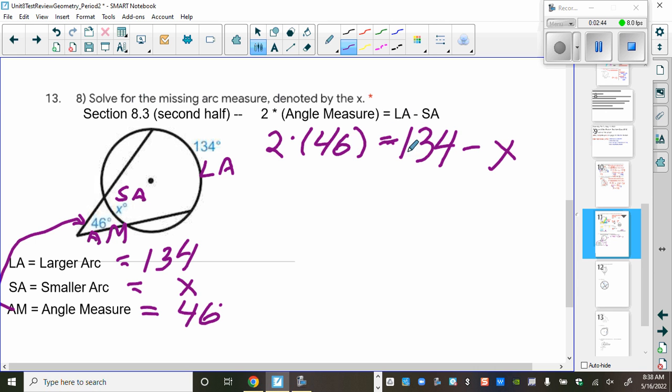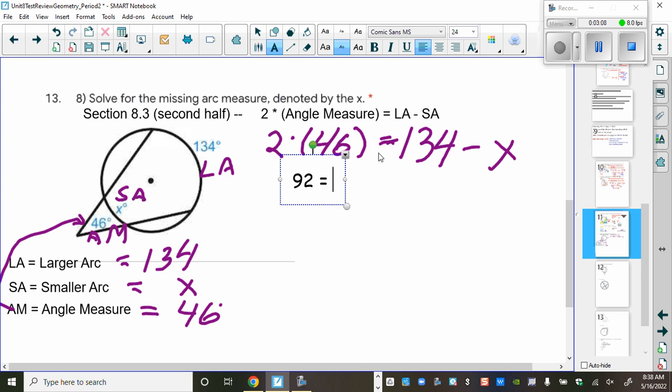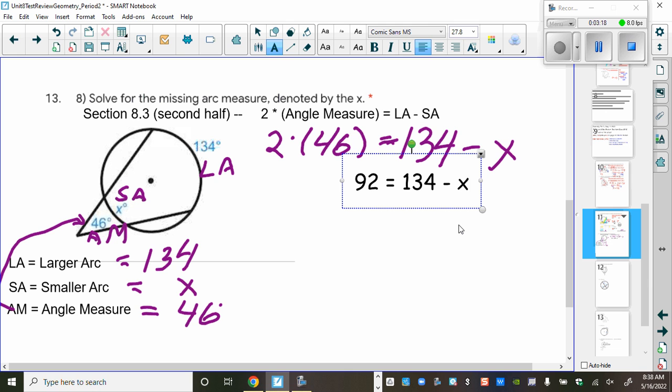All right, now, are we in a position where we can solve for the X? We can do that. Well, what's the first thing we need to do before anything else? What's the very first thing we have to do with this problem? Multiply. Multiply what? Okay, what do we get? That's the correct answer. So it's going to be 92 equals 134 minus X.